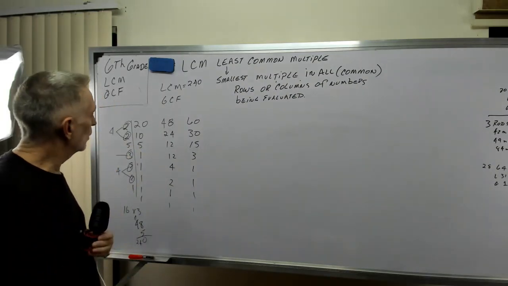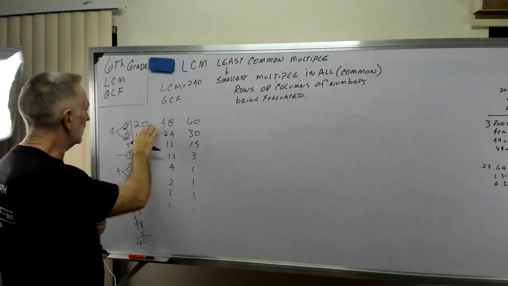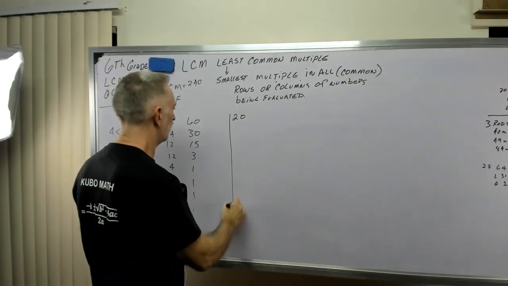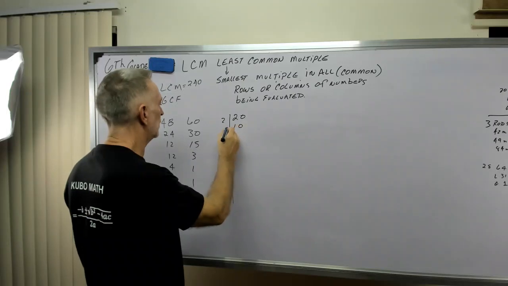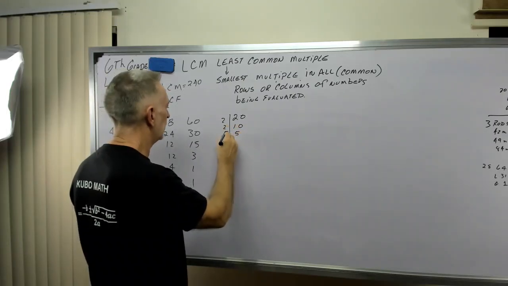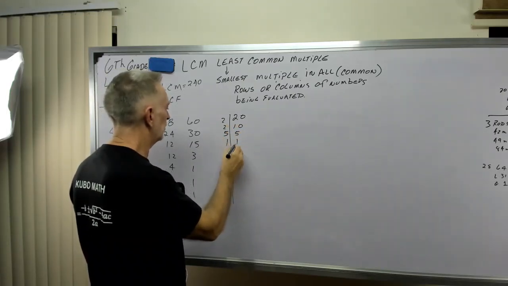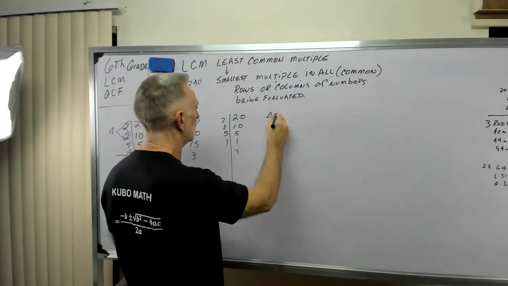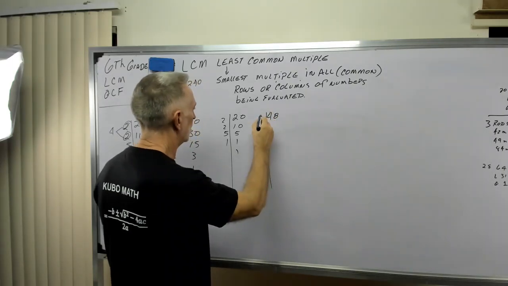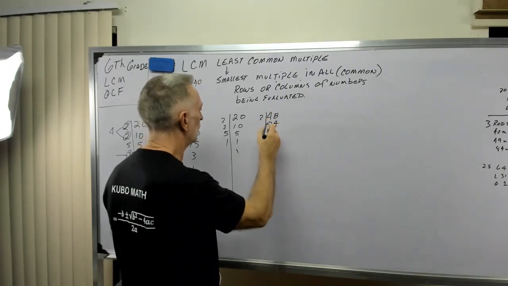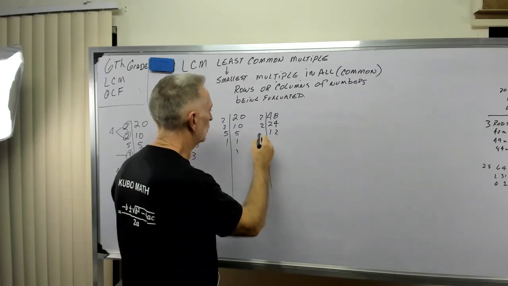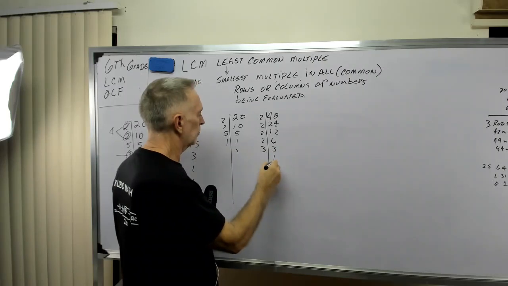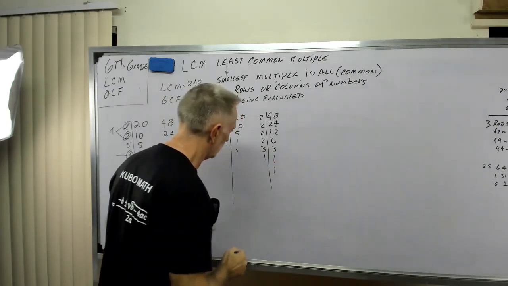Okay? The greatest common factor, I'm going to look at each of these individually. So 20 divided by 2 is 10. Divided by 2 is 5. 5 divided by 5 is 1. 1 divided by 1 is 1. Okay? 48 divided by 2 is 24. Divided by 2 is 12. 12 divided by 2 is 6. 6 divided by 2 is 3. 3 divided by 3 is 1. 1 divided by 1 is 1.